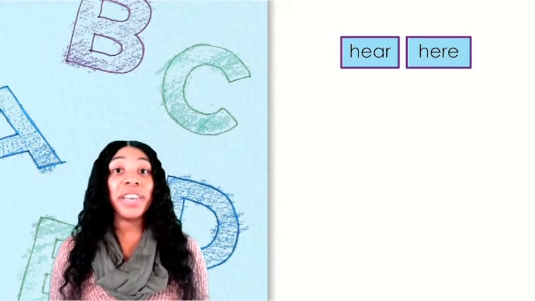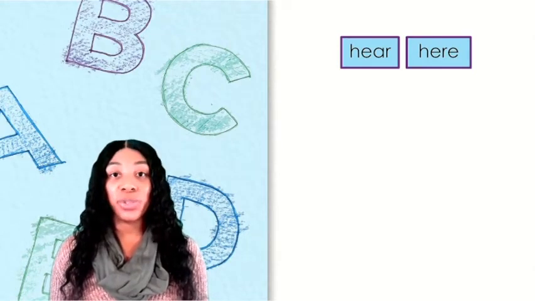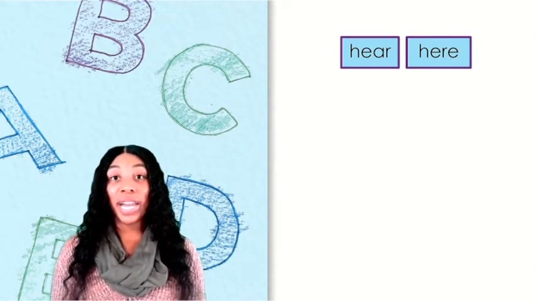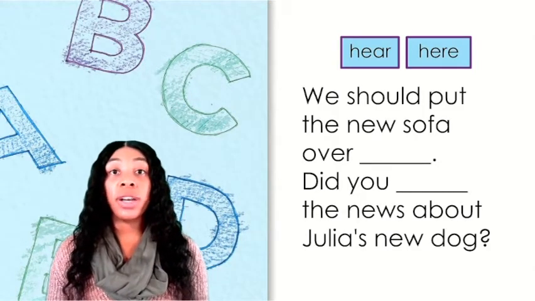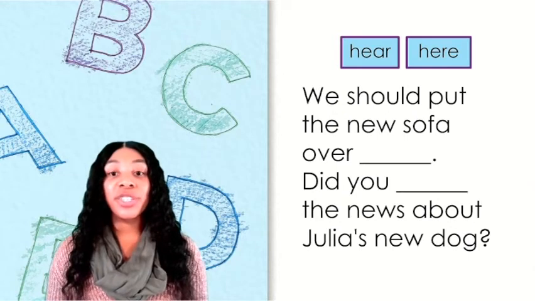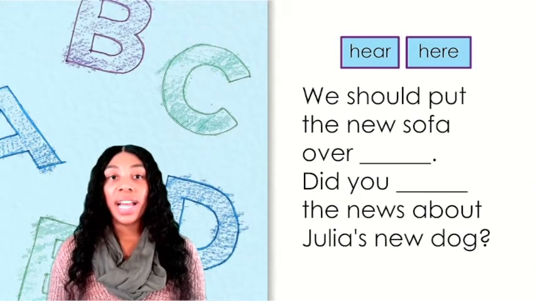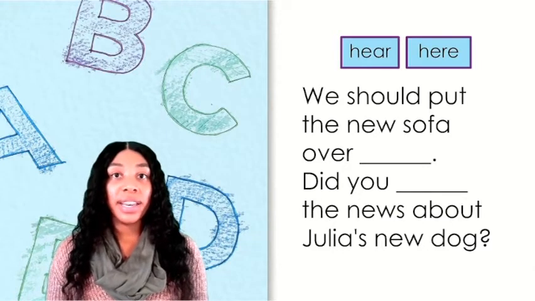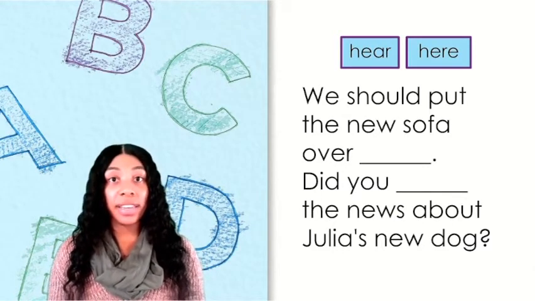Let's see if we can figure out which word belongs in which blank for this new sentence. Ready? We should put the new sofa over blank. Did you blank the news about Julia's new dog? Let's look at the first blank. Can you help me figure out which word belongs in each blank?